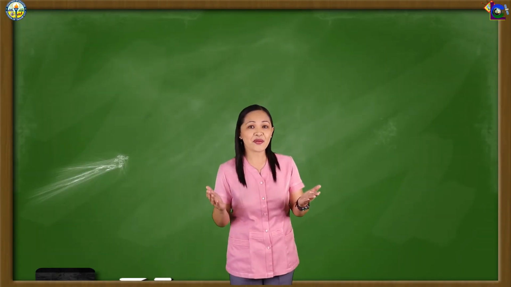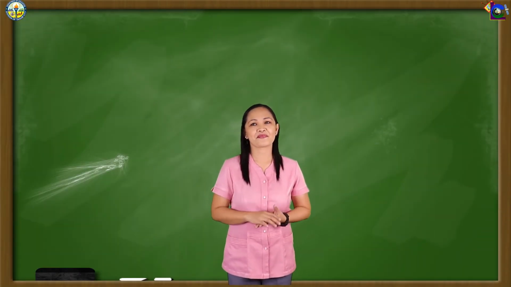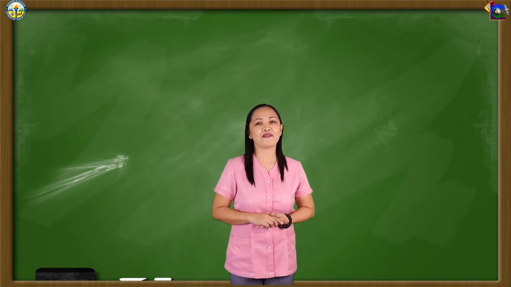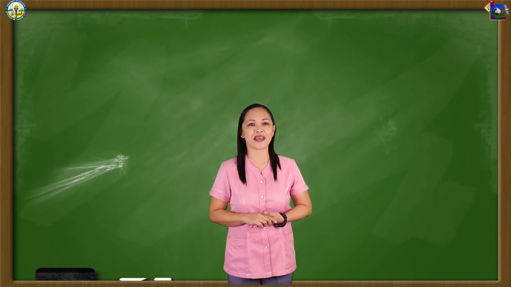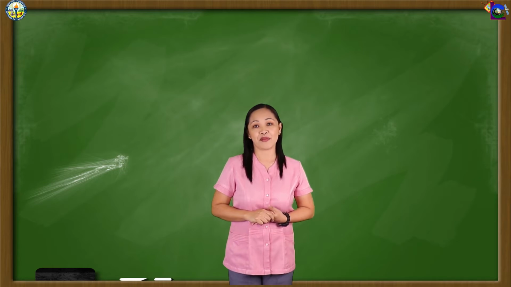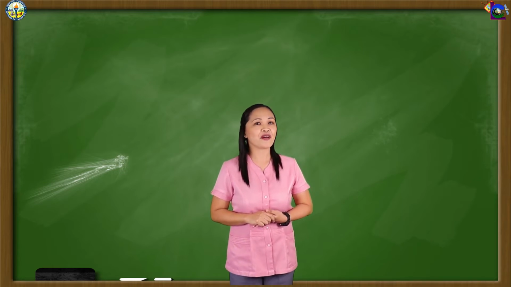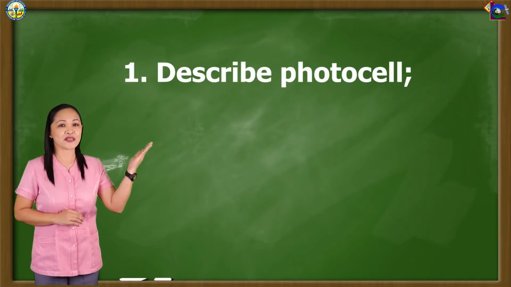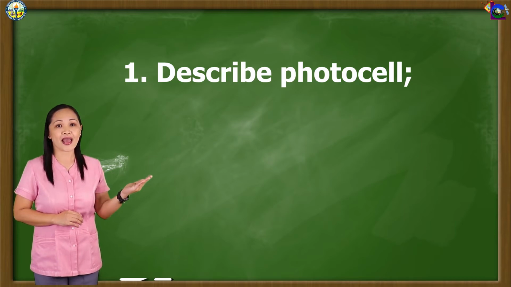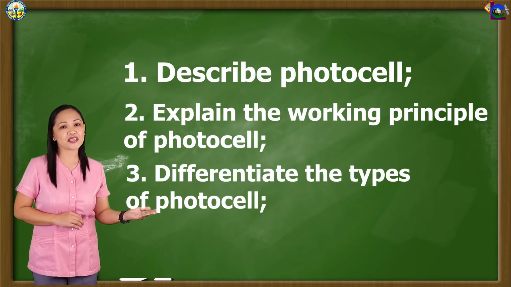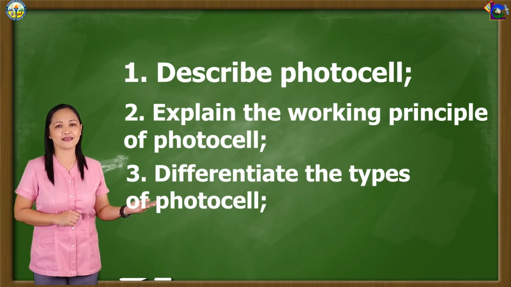Were you able to get the correct answer? If you get a perfect score, then you already have an advanced knowledge on this topic. Are you ready to learn more? But before anything else, let us have our objectives first. At the end of today's lesson, you are expected to describe photocell, explain the working principle of photocell, and differentiate the types of photocell.